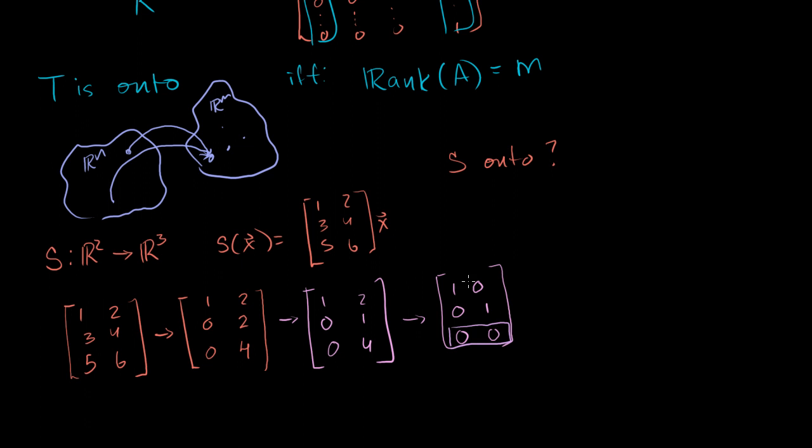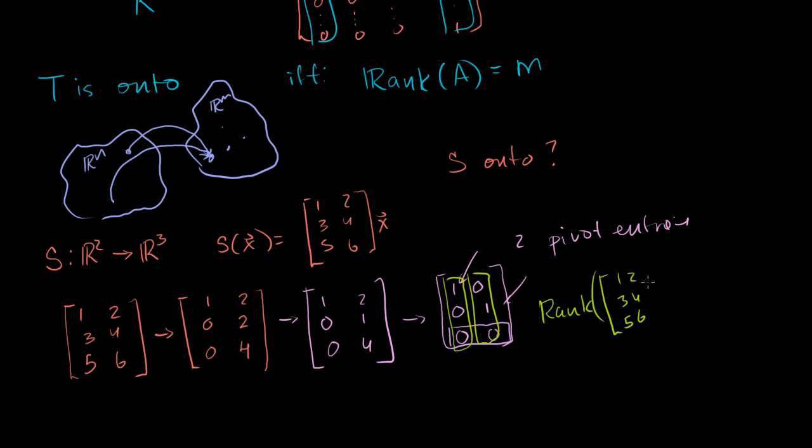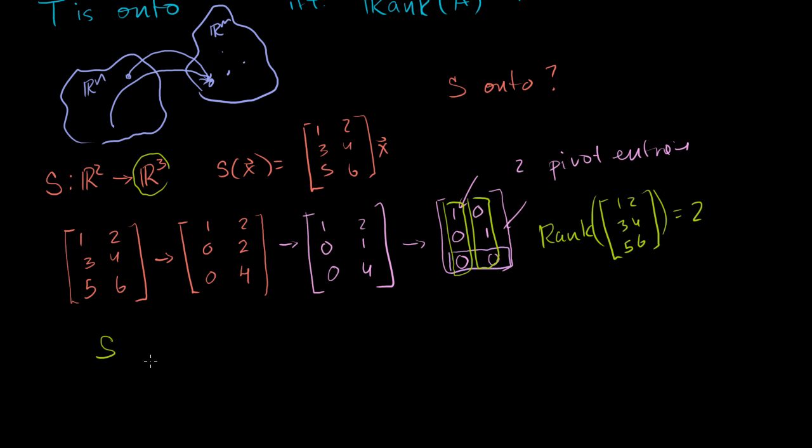We have 2 pivot entries, or 2 rows with pivot entries. And we also have 2 pivot columns, 2 pivot columns right there. So the rank of this guy right here, the rank of 1, 2, 3, 4, 5, 6, is equal to 2, which is not equal to our codomain. It is not equal to R3. So S is not onto, or not surjective.